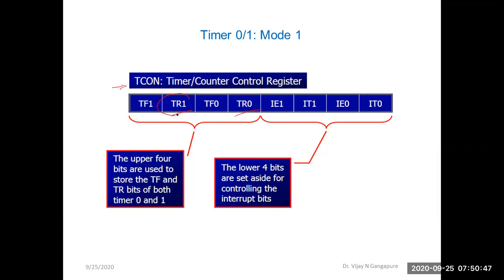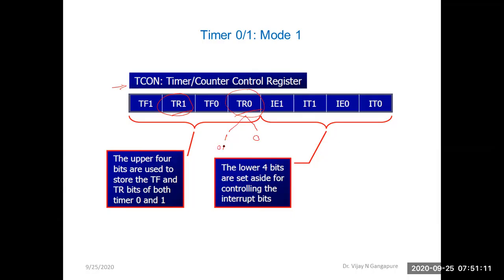So this is TR1 and this is TR0. TR0 is used to turn on or off timer 0. TR1 is used to turn on or off timer 1. For example, if you want to turn on timer 0, you have to make this bit 1. If you turn off timer 0, you have to make this bit 0.